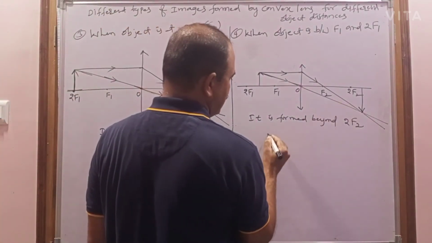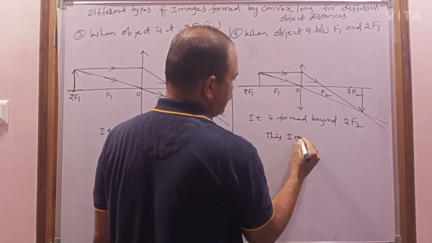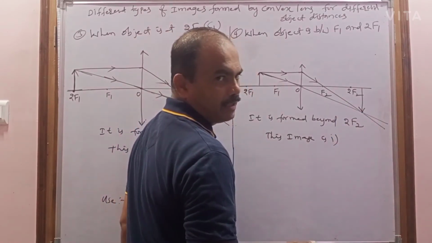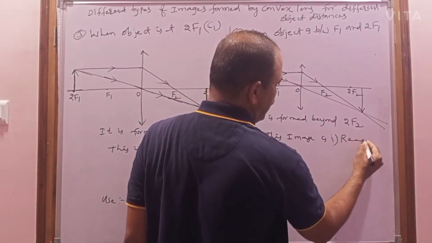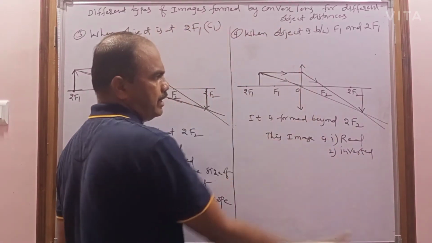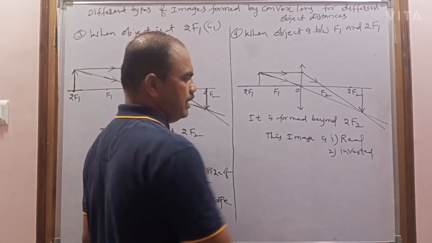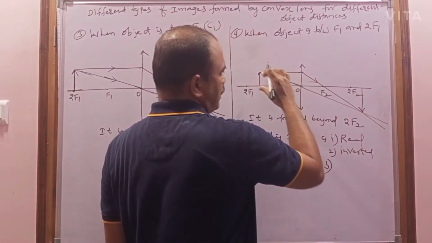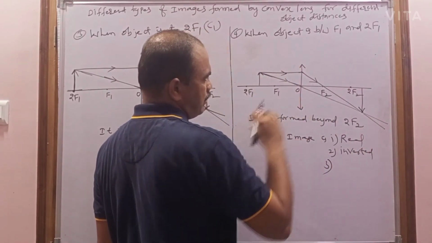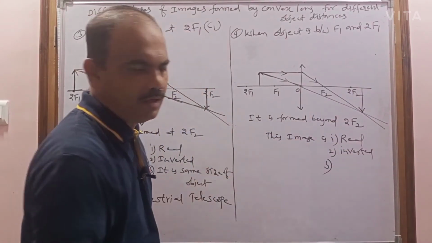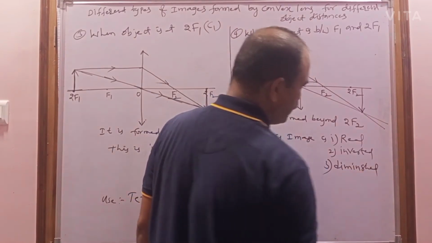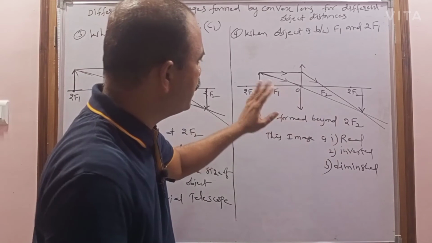So what are the characteristics? First, it is formed because of the real intersection of refracted rays. That's why it is a real image. All real images are inverted. It is also inverted because the object is above the principal axis and the image will be below the principal axis. Third, compare the size. The size of the image will be more compared to the size of the object.